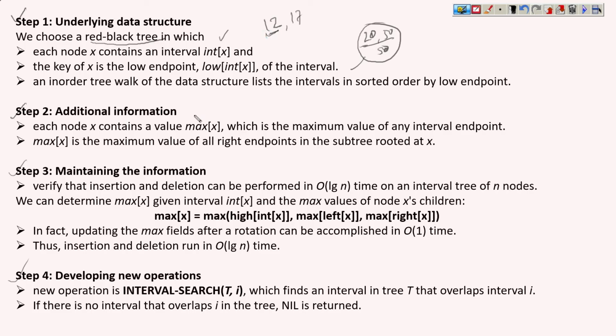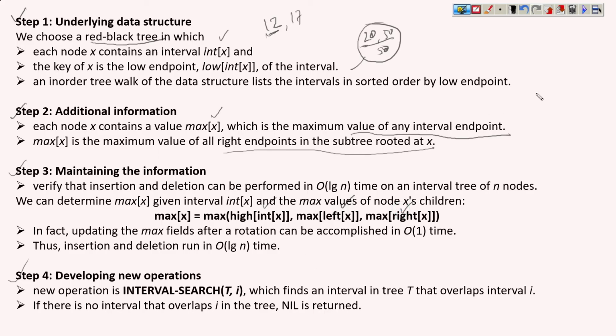Then, as additional information, we are also going to use one value, max x. Max x basically defines the maximum value of any interval endpoint that we have discussed. So it is the maximum value of all right endpoints in the subtree rooted at x. This we have already discussed. Then how is this max to be maintained? Max is basically maintained by looking at the high of this interval, and the max of the left child and the right child.